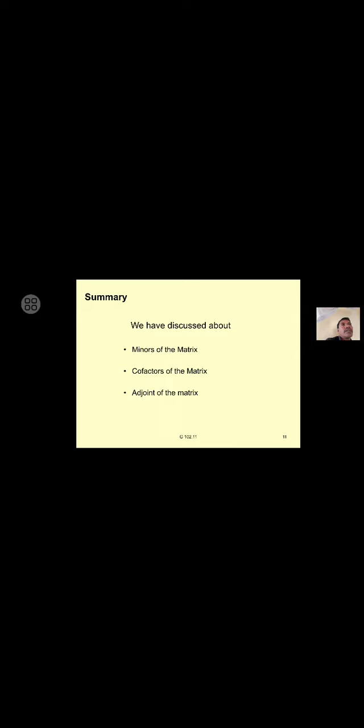So these are easy steps to know the adjoint of the matrix. So there is a chance to ask any question on this topic, minor or cofactor or adjoint of the matrix.